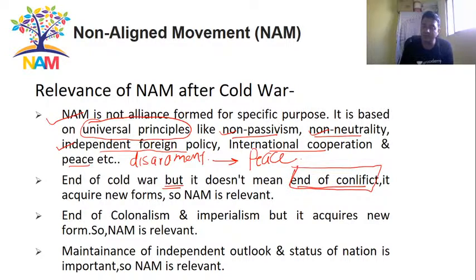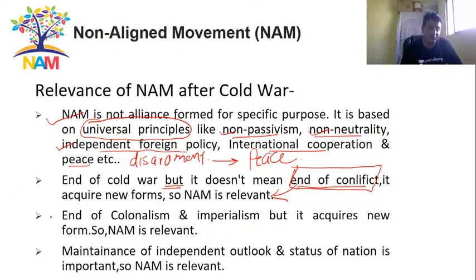And if there is a conflict, NAM is always relevant, because in a conflict you require the people and forces which promote peace. You require the people and forces which have an independent, non-prejudiced stand. Clear? So NAM is relevant.